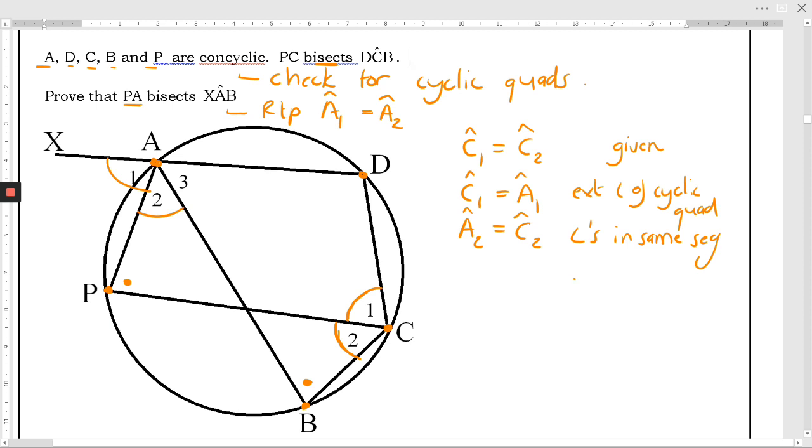Okay, then we need to go a little bit further, and what we need to also put down is that A1 and A2 are now equal to each other because of other things being equal. So if we've got C1 is C2, C2 is A2, C1 is also A1, so therefore they're all equal to each other. So therefore I've got A1 equals A2. And you see that angles B and P didn't come into the picture here, but I think it was still useful. All right, so therefore PA bisects angle XAB.